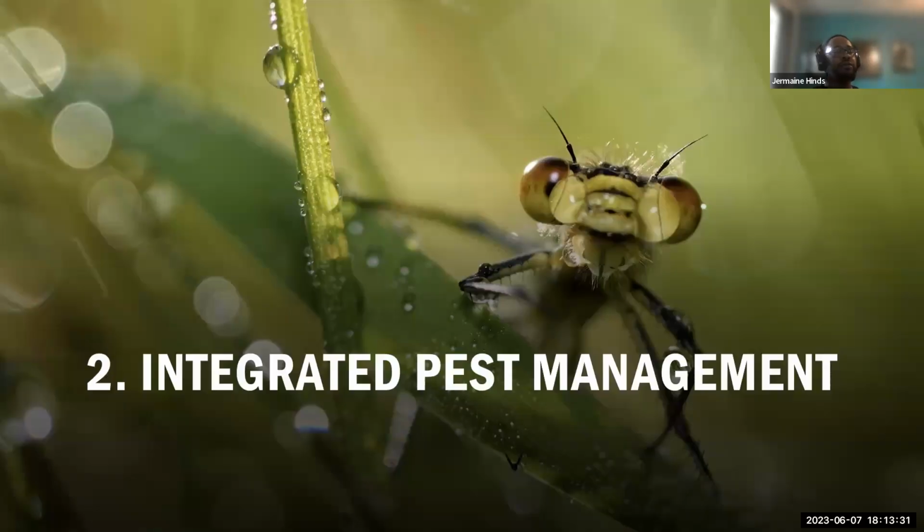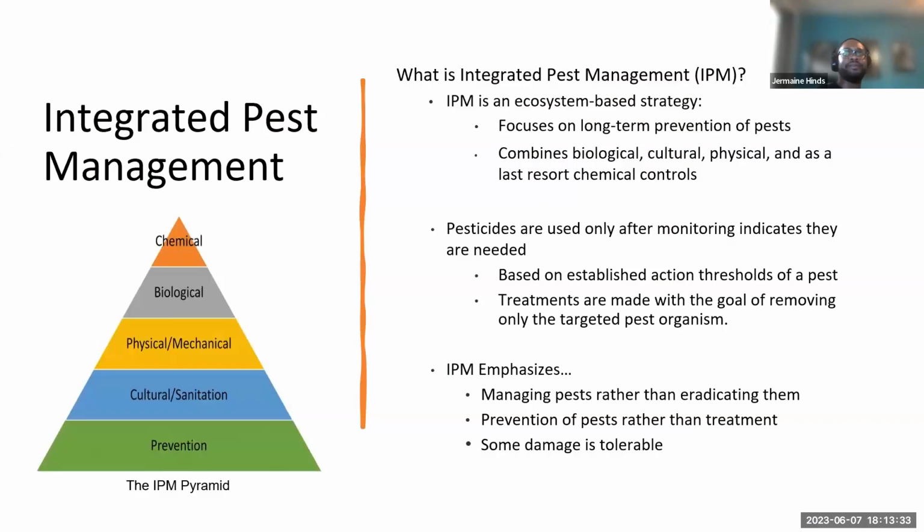All right, so what is integrated pest management? Integrated pest management is pretty much just an ecosystem-based strategy. Two of the core things about this are that it focuses on long-term prevention of pests rather than a short-term reactive spray solution. So this is a long-term cyclic program that you iterate year after year, and you tweak it each additional year.